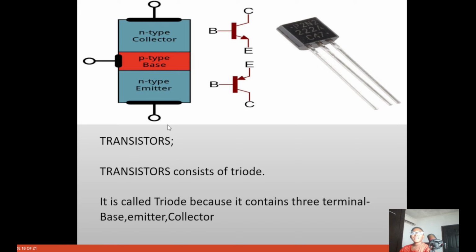Now look at these: these are transistors. A transistor is a triode because it contains three terminals. It has the base, the emitter, and the collector. Because of these three terminals, we call them a triode.